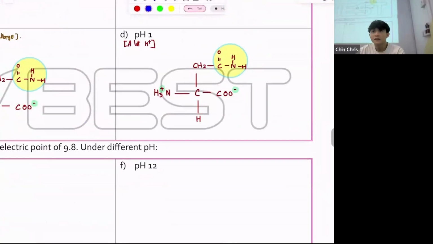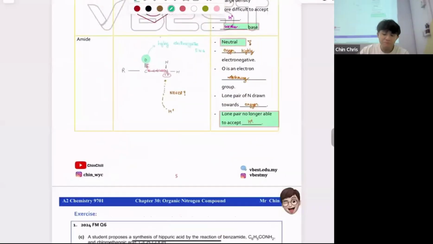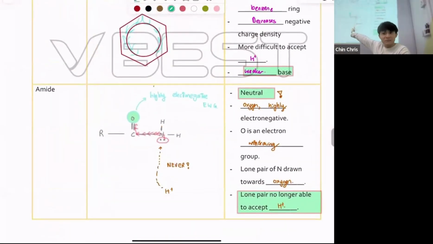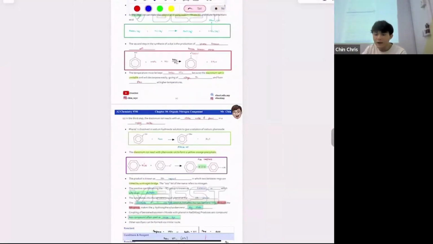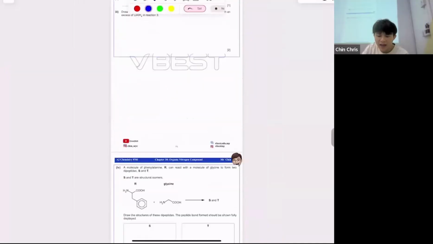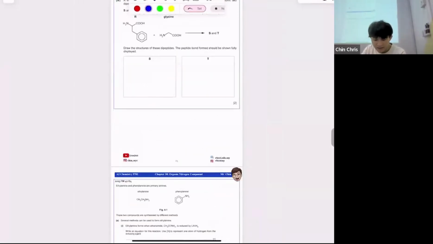What is amide? Amide is acidic, alkaline, or neutral? Yeah, she is correct. Good. Okay, amide is neutral. Remember? So guys, amide is neutral, which means amide will not protonate. Amide stays as an amide even under pH 1. Hard, right? This is a tricky part, guys.